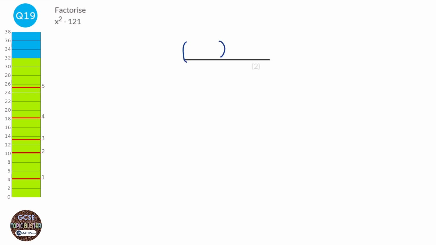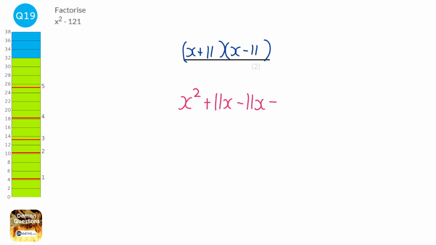What you do is you put down two sets of brackets and you square root the first term. Well, that's just going to be x. And you put the positive and negative versions of the square root. So we're going to square root 121, which is 11. So we're going to put plus 11 and minus 11, and that's it. Now, when we expand that, it's going to be x squared plus 11x minus 11x minus 121. And notice that the two x terms cancel each other out, which is why we don't have the x terms.